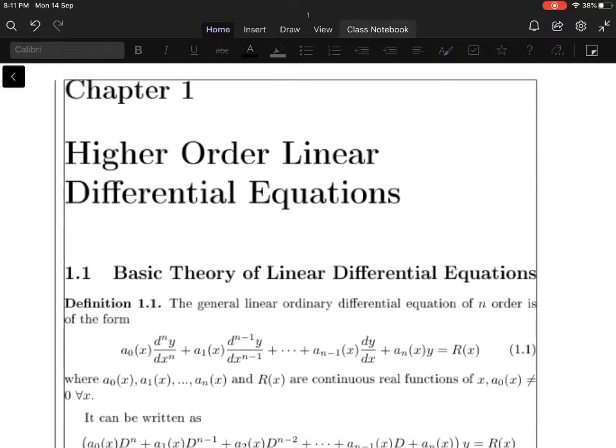This paper contains solutions of algebraic and transcendental equations, solutions of system of equations, finite differences, numerical differentiation and integration, and the last one, numerical solutions of ordinary differential equations. Now I am going to discuss the solutions of higher order linear differential equations. This chapter is included in the first paper.